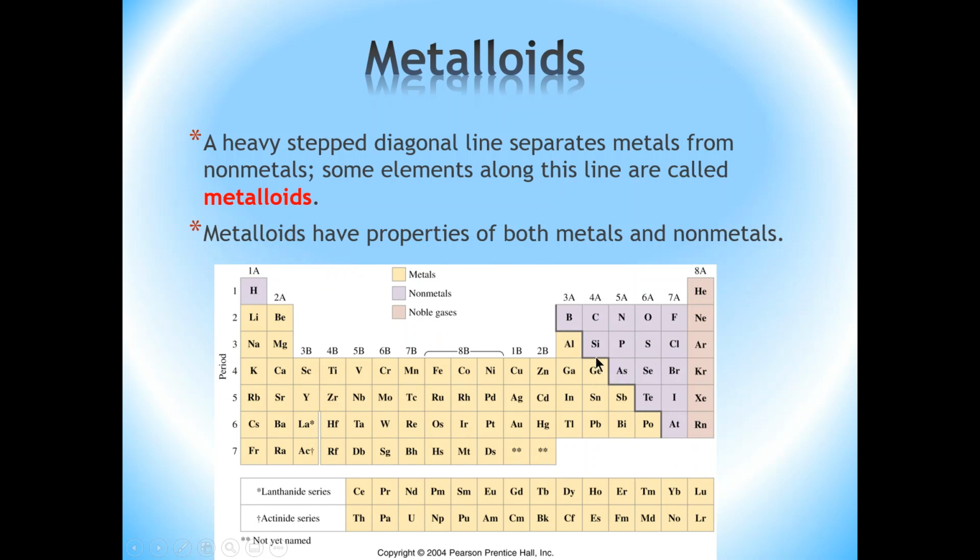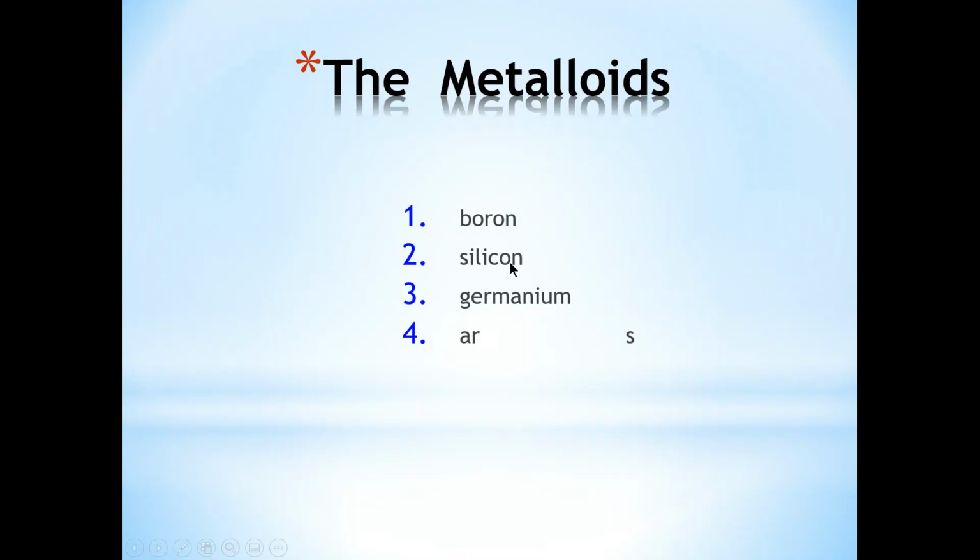So silicon, germanium, arsenic, antimony, tellurium, polonium, and astatine, those would be the metalloids. All right. So as you can see, this is the list here of the metalloids I mentioned before. I mistakenly said astatine is a metalloid. It's not. It's actually a nonmetal.